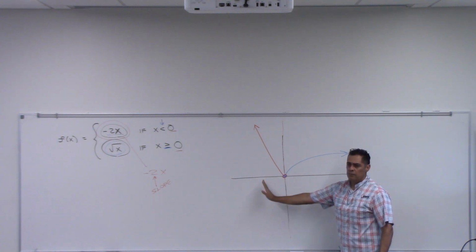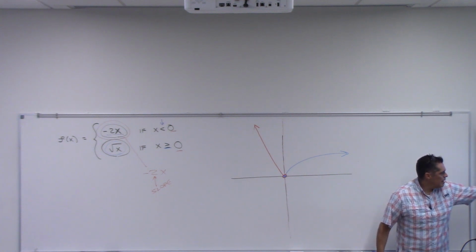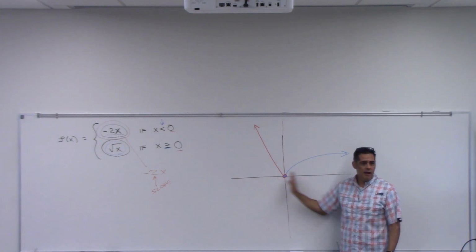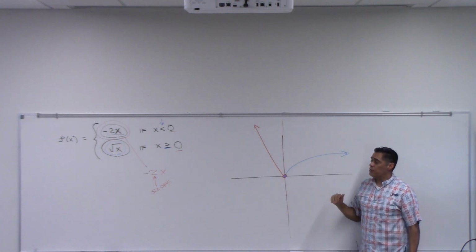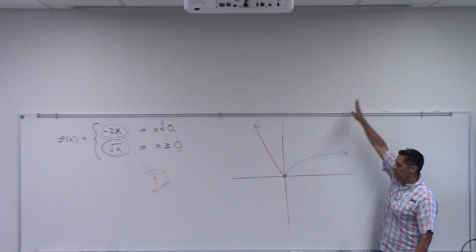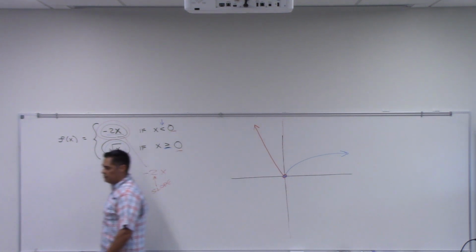Domain. Oh, we already got domain, but you can see domain now, right? It's a lot easier to see it here. It's everything. And then what about range? 0 to infinity, including 0, right? Including 0.